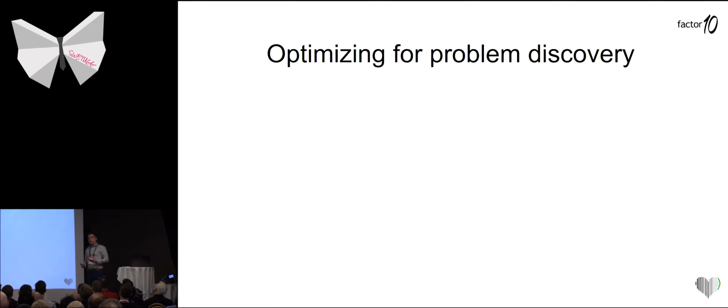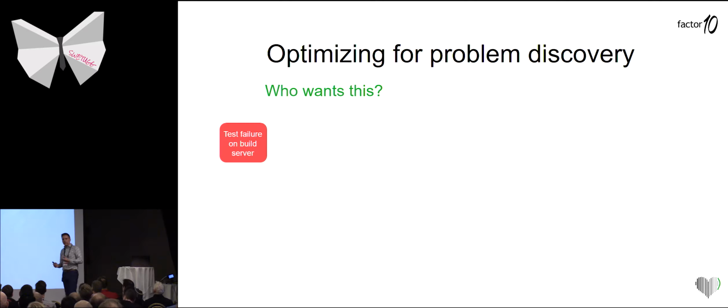I want us to optimize for problem discovery, because in the situation we just had, we had a test failure on the build server. And what is the first thing that we need to do? Well, we need to run the test locally, right, on our dev machine. And hopefully it will fail there as well.